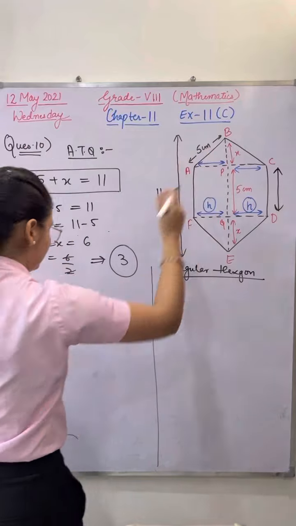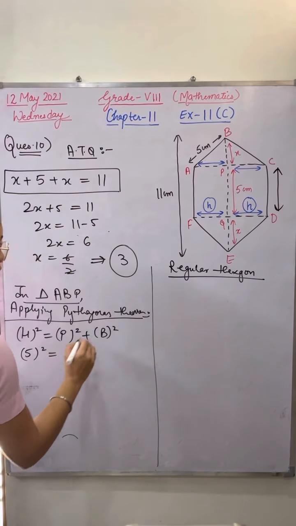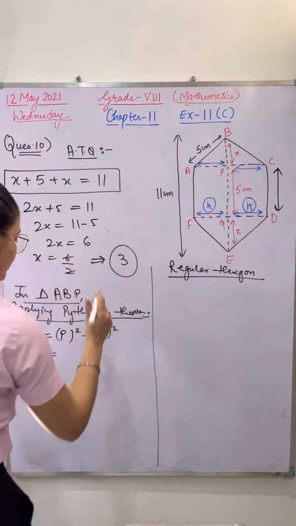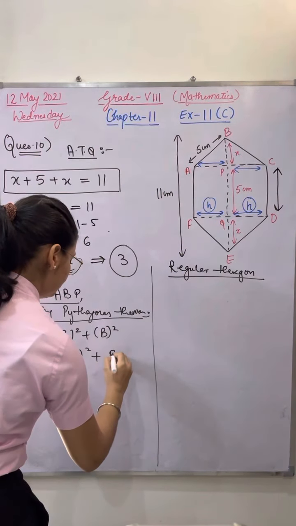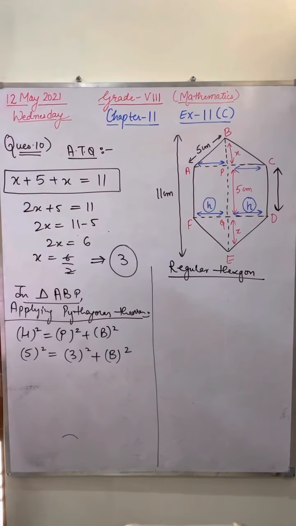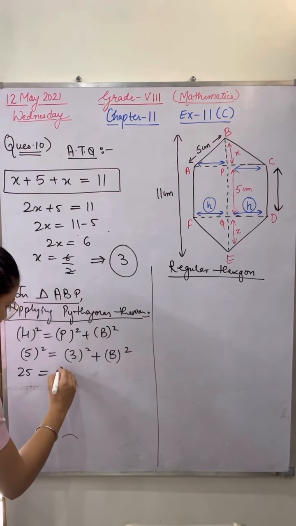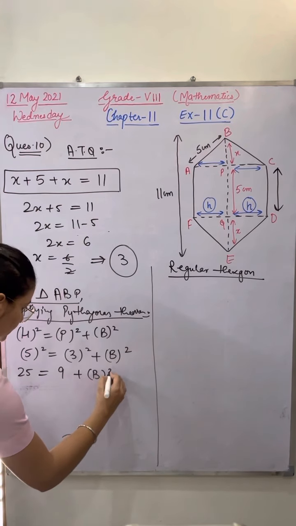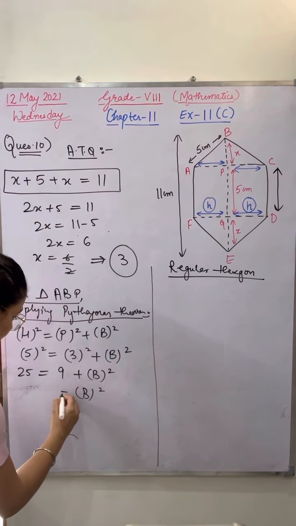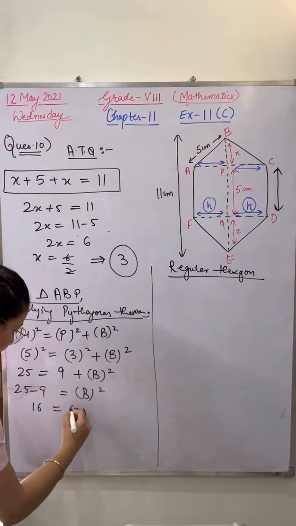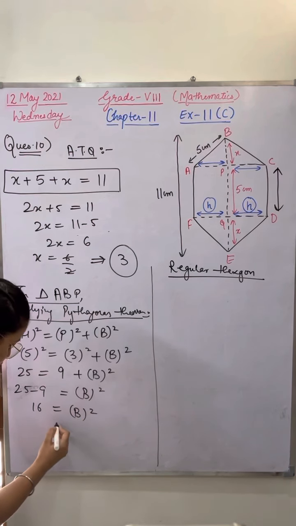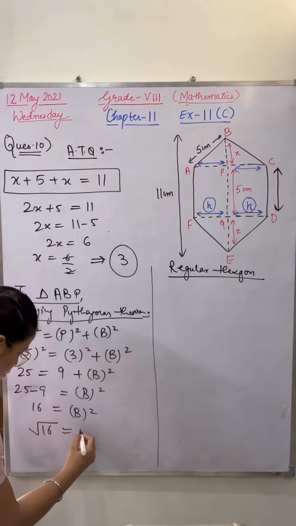Hypotenuse is 5 centimeter. 5 square is equals to perpendicular, that is 3 square. Okay, base, this base you will take out. Base square, that you will take out. Now 5 square is 25 is equals to 3 square is 9 plus b square. B square will be here. This is equals to 25 minus 9. That is 16 is equals to b square. Now I am going to remove the square. It will become under root of 16 is equals to b.